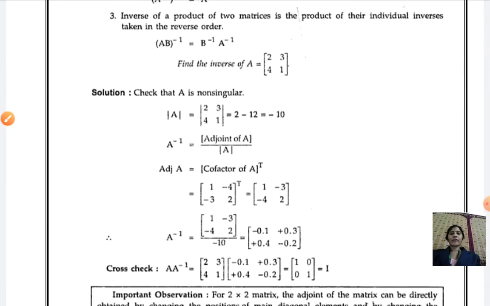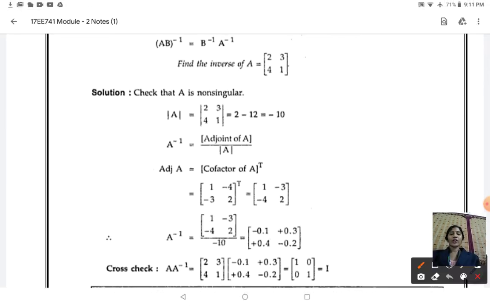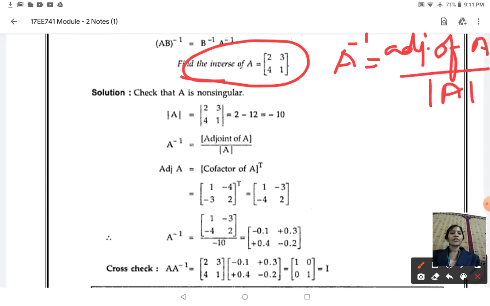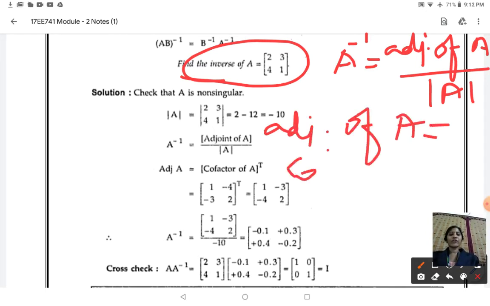One problem we can solve to identify how to find the inverse of any matrix. Consider this problem: find the inverse of A. The A matrix given is 2 cross 2. So now we need to identify A inverse. A inverse is equal to adjoint of A divided by determinant value of A. To identify the adjoint of A, the formula is nothing but the cofactor matrix of A transpose.